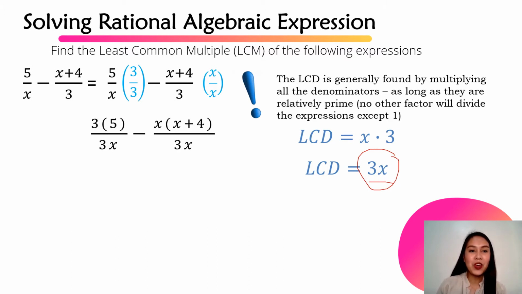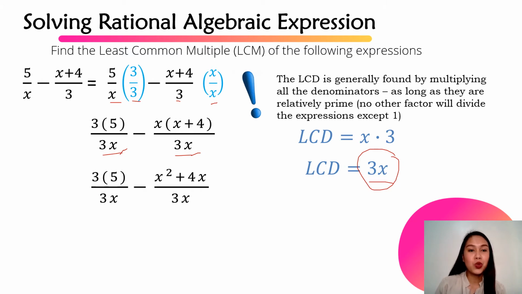Now, multiplying that, we'll have 3 times 5 over 3x, and x times the quantity x plus 4. We have the same denominator now, which is 3x. Why? Because x times 3 gives you 3x, and 3 times x gives you 3x. Now, for our next solution, we simply multiply 3 times 5. We can just copy that. And for this particular expression, we have to distribute x to the quantity x plus 4. x times x gives you x squared, and x times 4 gives you 4x.